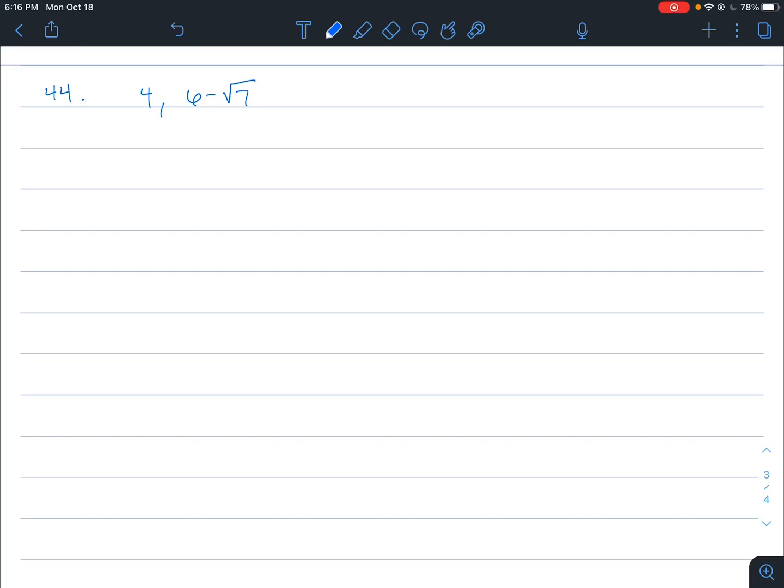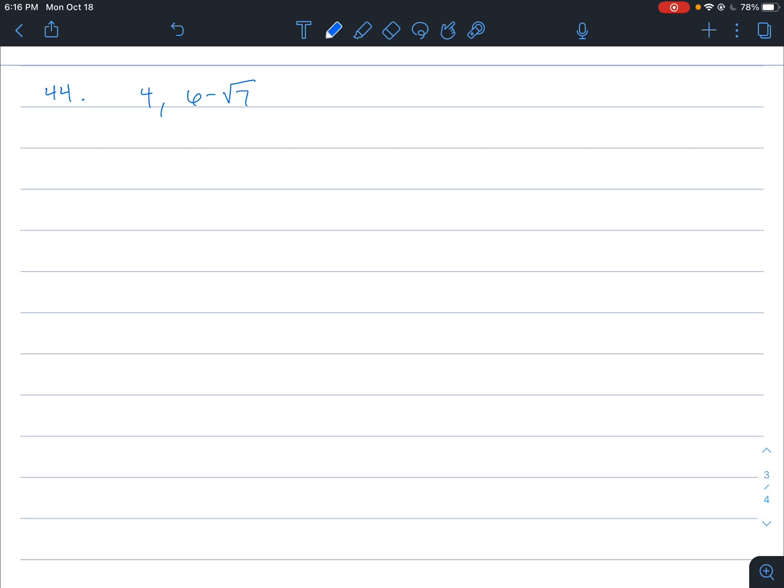Alright, so this is going to cover an example of using the irrational conjugate theorem. Basically, as it says in the book, 41 through 46, we're going to write a polynomial function f of the least degree that has a leading coefficient of 1 and the given zeros. So here are our given zeros.